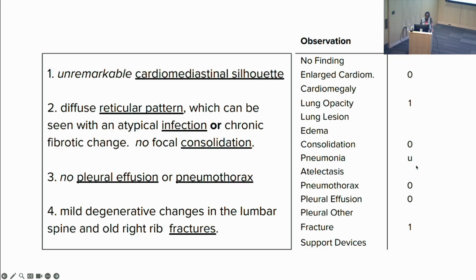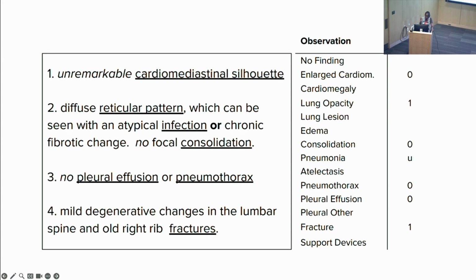So everything gets a 0, 1, or a mu, and mild degenerative changes and right rib fractures, so fracture gets 1. So when you run TechSpot on a report, this is the type of thing you'd get. And so you have to, yes. Okay.